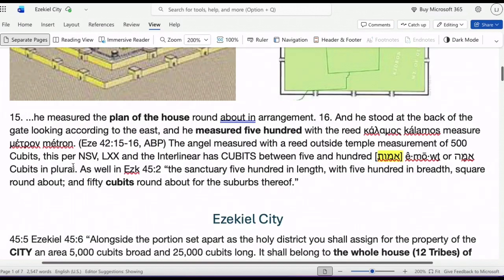Many interpret it that it is 500 reeds, just like we could see in New Jerusalem. Many interpret it 12,000 stadia, but it's not 12,000 stadia, it's 12,000 reeds. Likewise here, it's not 500 reeds, it's 500 cubits. And this confirmed Ezekiel 45:2, the sanctuary 500 in length, 500 in breadth, a square, and 50 cubits roundabout.